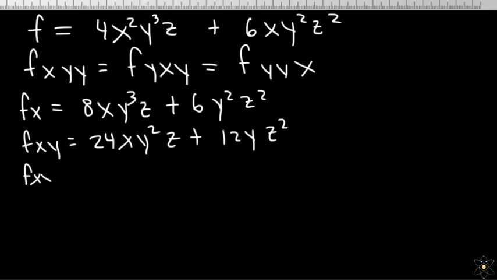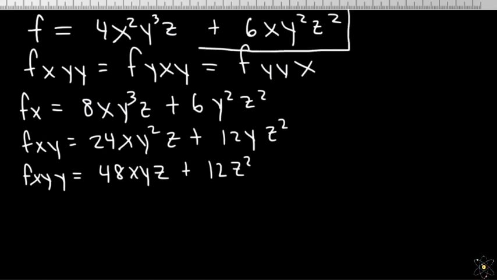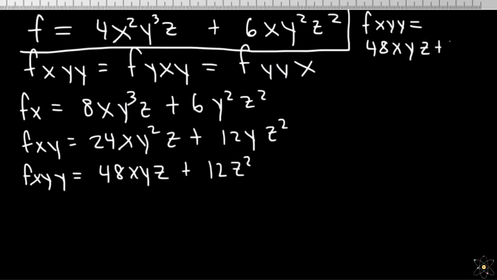Now let's differentiate it again with respect to y. So y squared becomes 2y times 24. So that's 48xyz. And the derivative of 12y is just 12. So let me write this somewhere. Let's just separate this. So f of x y y is equal to 48xyz plus 12z squared. Let's just write that for reference. We'll compare it later.